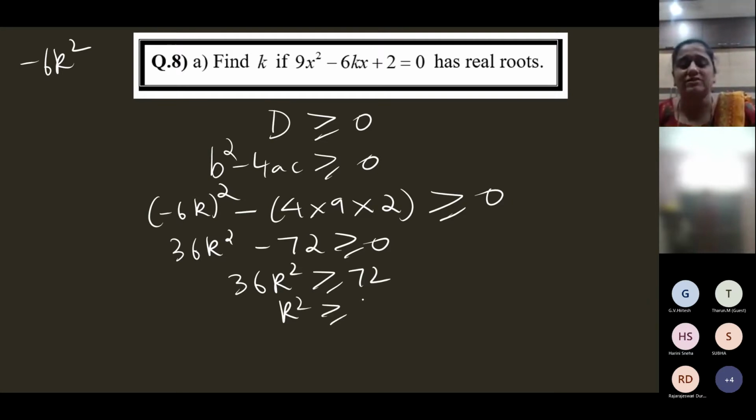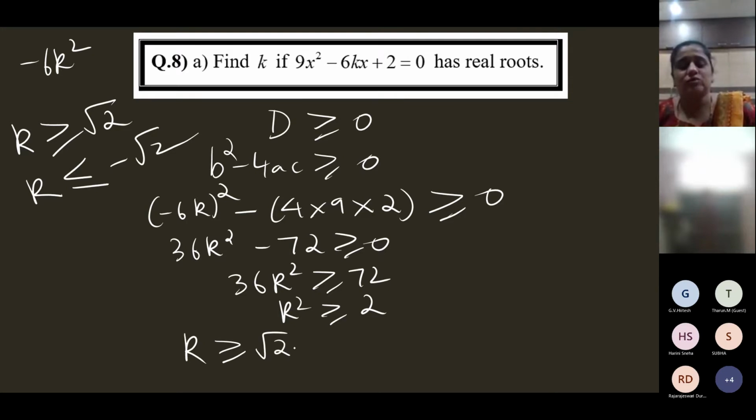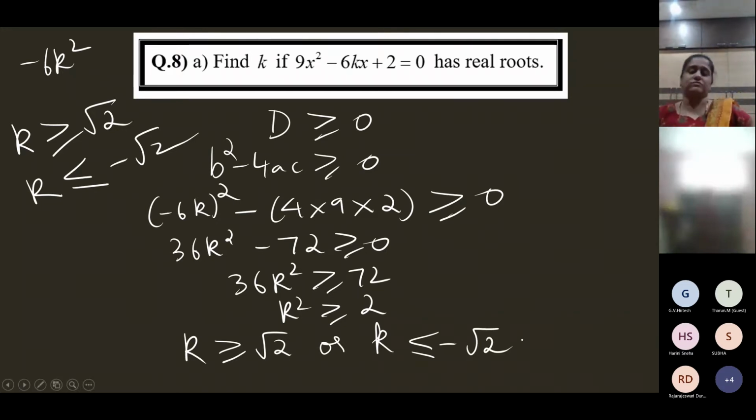Divide 72 by 36, 2. Now be careful. K, same inequality, positive root 2. K, reversed inequality, minus root 2. So K will be greater than or equal to square root of 2, or K will be less than or equal to minus square root of 2. Understood, children?